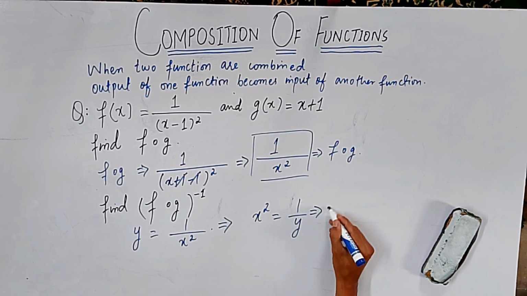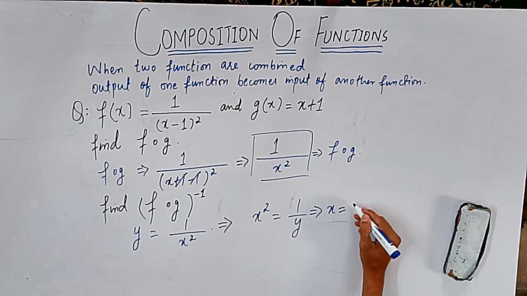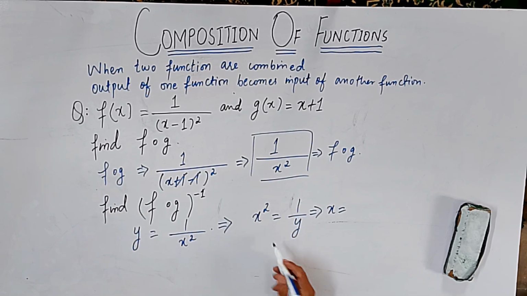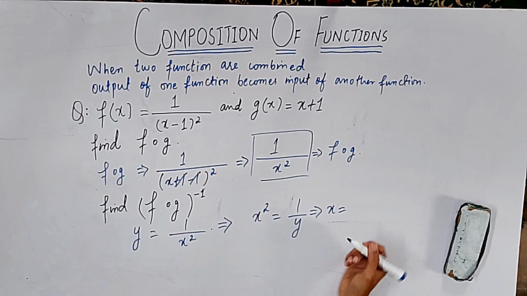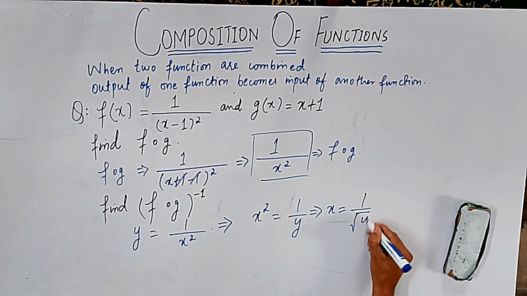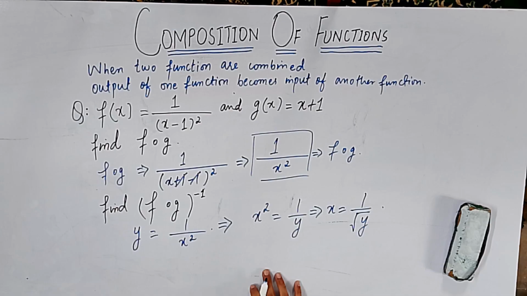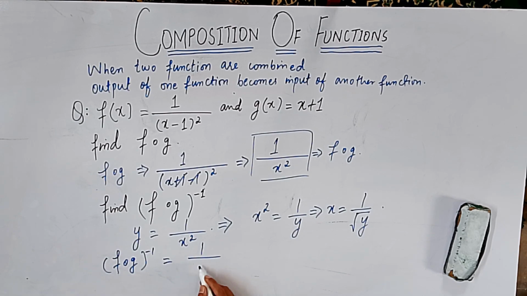And then finally you will get x equals to, you will apply square root on both sides to get rid of this square. So it will be square root of 1 is 1, 1 upon under root y. Now replace this y with x and finally you will get the inverse of this composite function as 1 upon under root x. So this is how you find the inverse as well of a composite function. It is not difficult to find the inverse of the composite function. The same method will be followed.